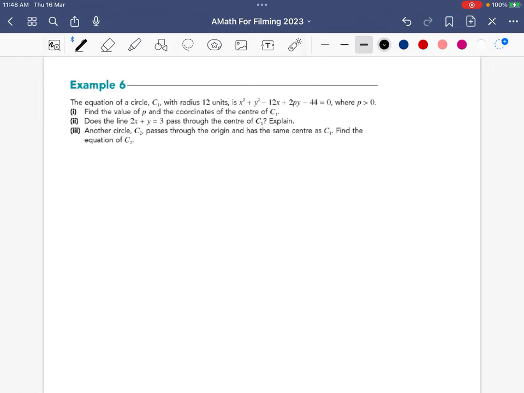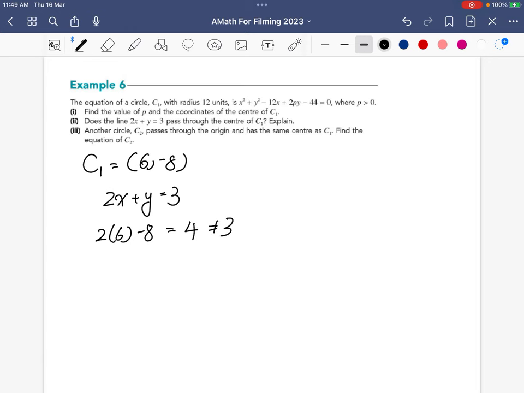For part 2, they ask, does the line 2x plus y equals 3 pass through the center of C1? Explain. The center we found in part 1 is (6, negative 8). Let's check if it actually satisfies the equation. When x is 6 and y equals negative 8, I put in 2 times 6 minus 8, which is 12 minus 8, which equals 4. 4 does not equal the 3 on the right hand side.